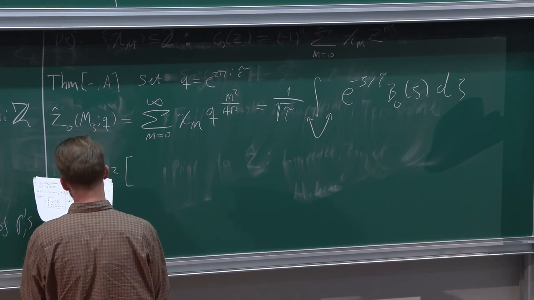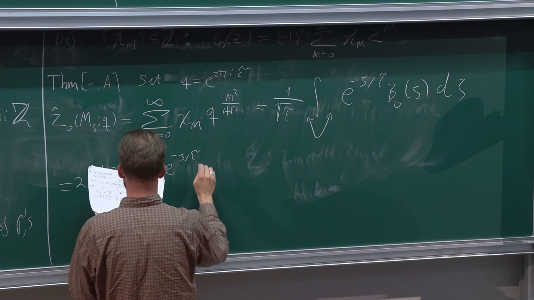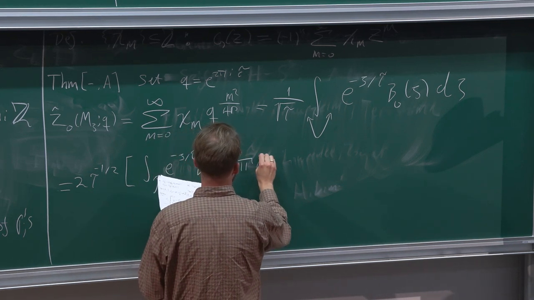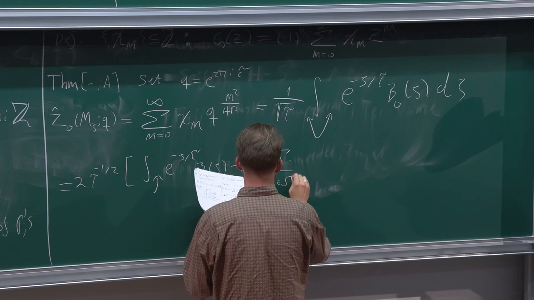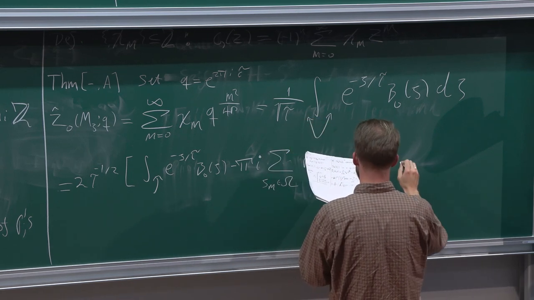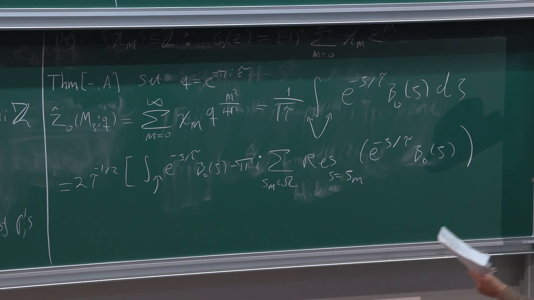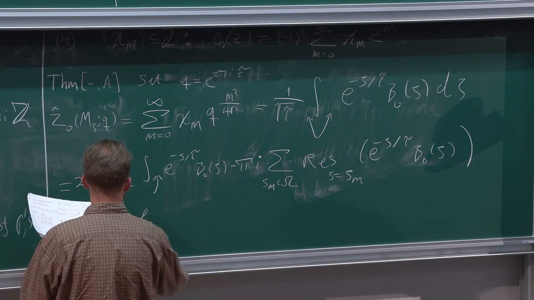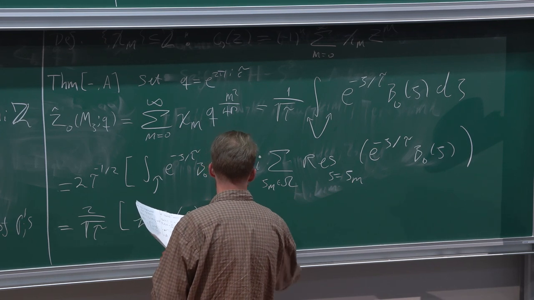And of course, one has to check that this then converges. So one arm, e to the minus theta over tau, B_0 of theta, minus pi i, sum over theta_m in Omega, the residue at theta equal to theta_m of e to the minus theta over tau B_0 of theta. So we can write this as 2 over square root of tau times the Borel-Laplace of B_0 of tau, minus, and then by definition this is r of tau.